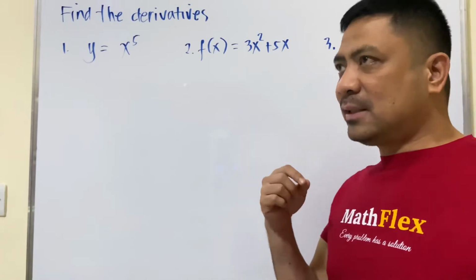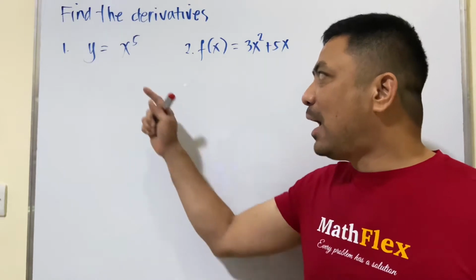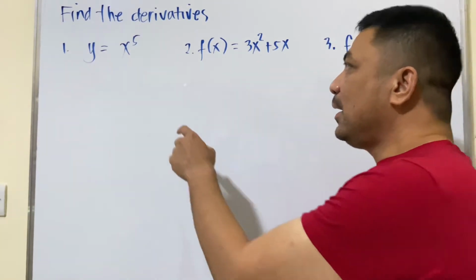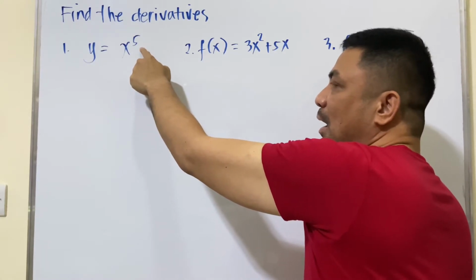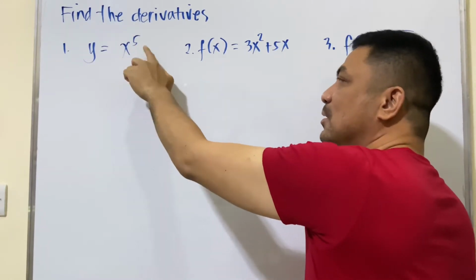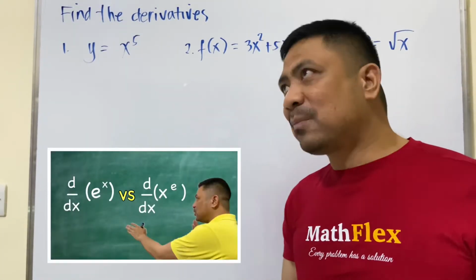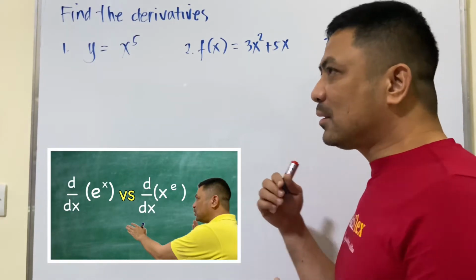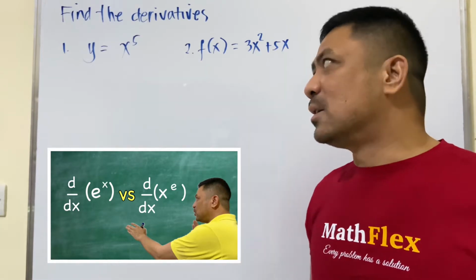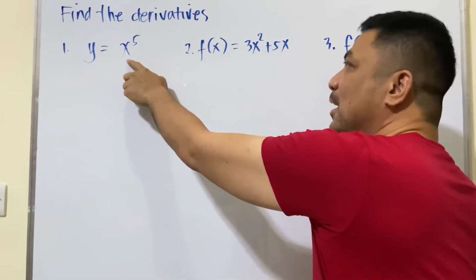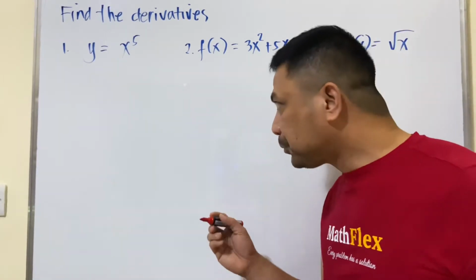Okay? So the first thing to remember is that you can only apply power rule if you have a function wherein you have a variable that is raised to a constant. Again, variable raised to constant. So if you would go back to our episode 105, you would see the difference between a constant raised to a variable and a variable raised to constant. So in this case, we have a variable raised to constant, so we can apply power rule. Okay?